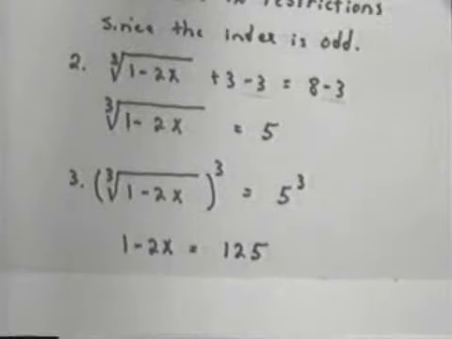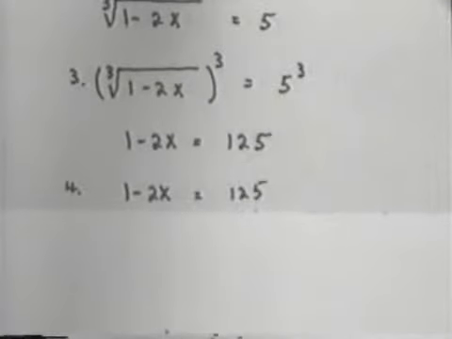Now the fourth step is to solve for x. So we simply solve for x. This is a linear equation. It's linear because the exponent on the x is 1. But to solve a linear equation, I need to get the x by itself, or to isolate the x.